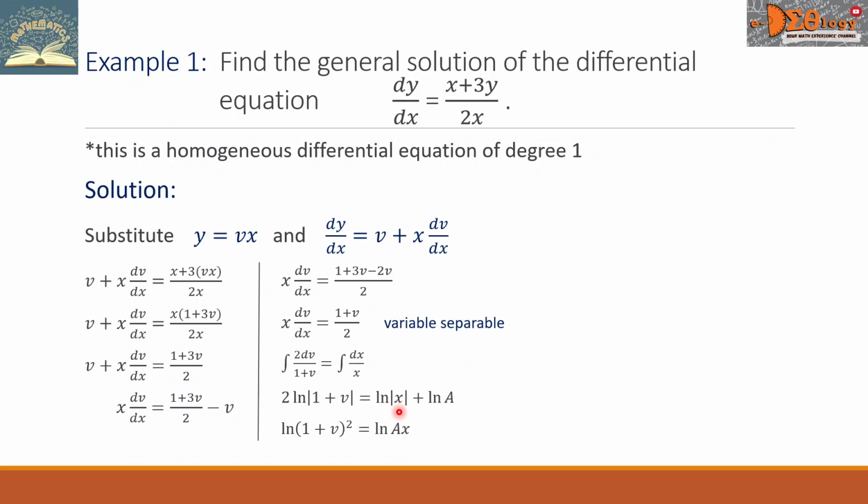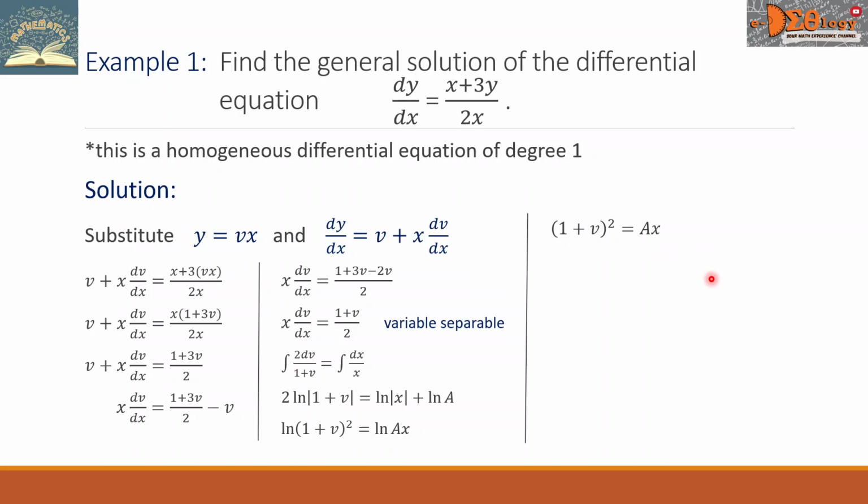on the right side, we can combine this x with the a. So we have natural log of the product capital A times x. And from here, we will cancel the natural log. So our new equation is now the square of the quantity 1 plus v equals ax.